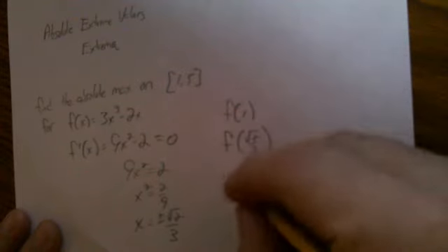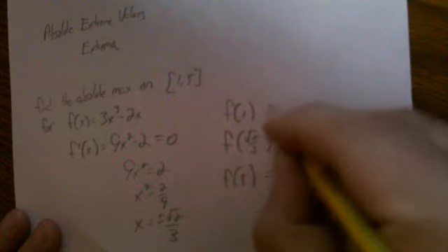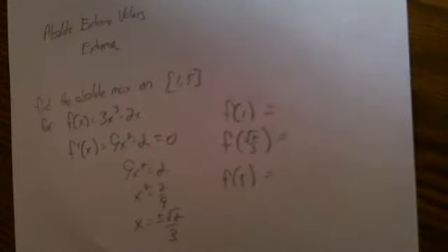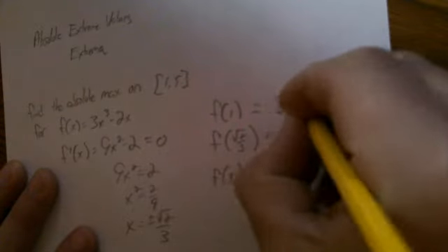So we are going to test this point and the endpoints. I'm going to neglect the negative because we only care about the interval 1, 5. I'm going to test this and these into our function to determine what the greatest value is. So what we want is f of 1, f of radical 2 over 3, and f of 5. And depending on if this is open or closed calculator section, we may have to do this by hand. So f of 1 is 3 minus 2, which is 1.